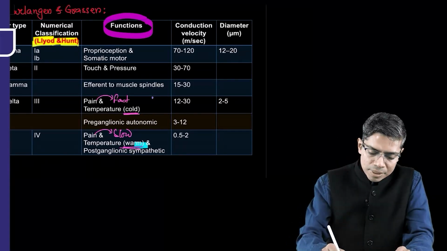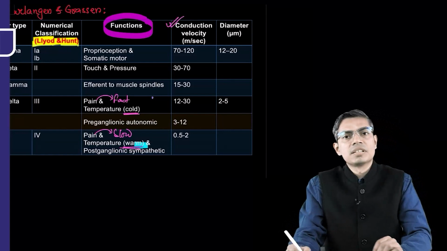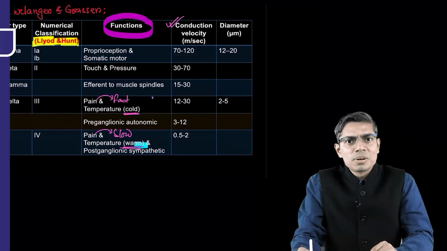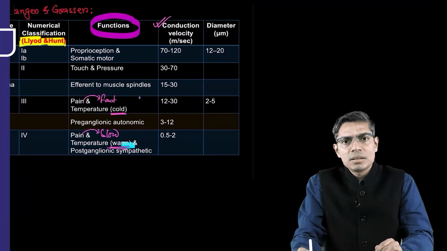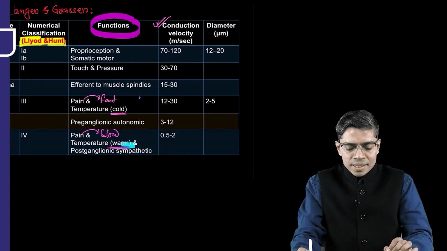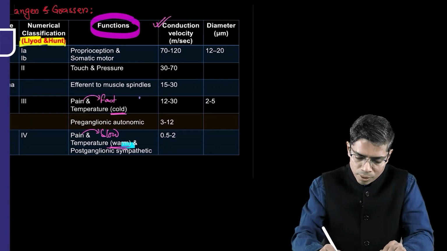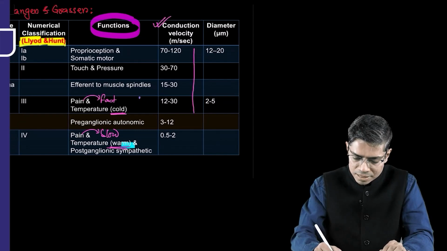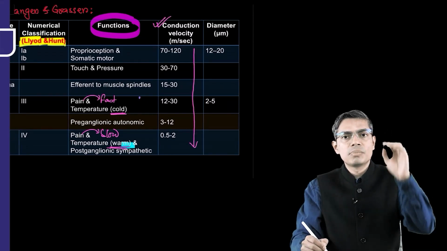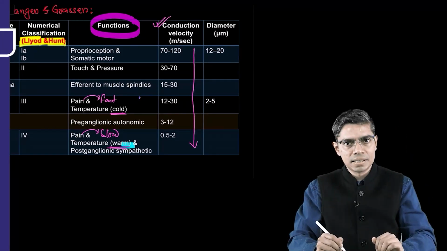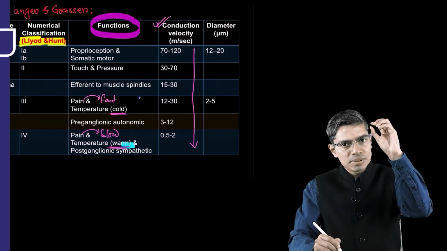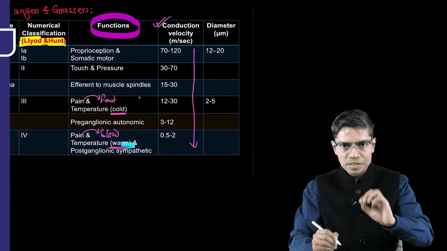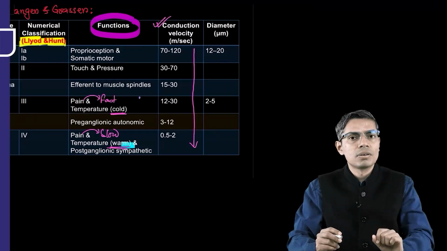Now the next column here is the conduction velocity of the nerve fiber. Am I going to remember all of this conduction velocity? Answer, you may not. But at least remember that whenever you are moving from A fiber towards the C fiber, because you are moving from myelinated towards unmyelinated, and the diameter of the fiber is also decreasing from A towards C, the conduction velocity will also decrease.